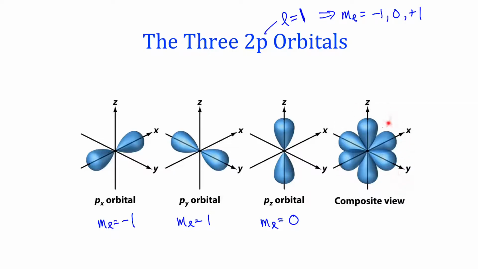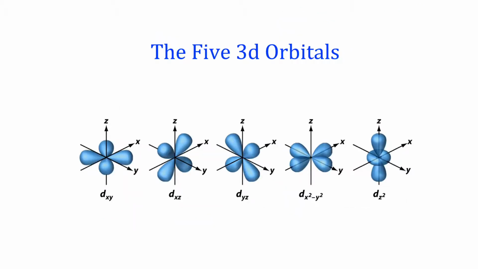This picture right here is just a composite view. This is all 3 of these orbitals overlaid on one another. That's what it actually kind of looks like in your atom, because all 3 of them obviously are existing at the same time. Again, this sort of picture will come into play more when we talk about bonding.